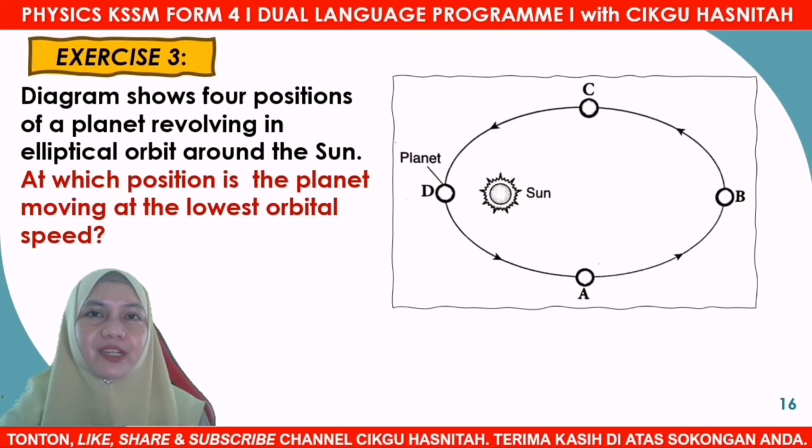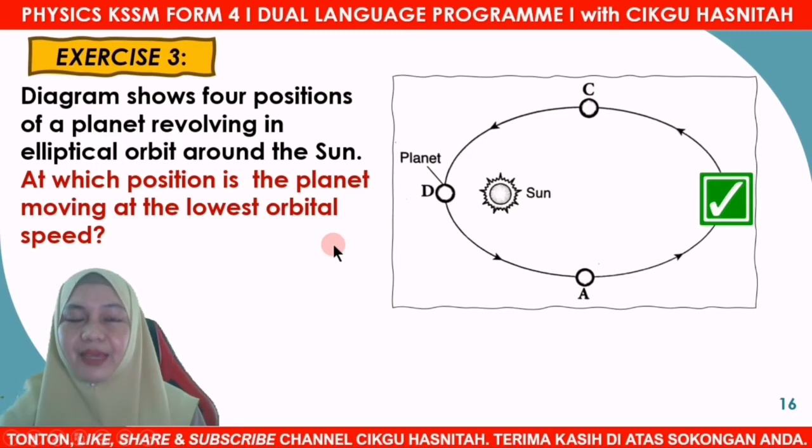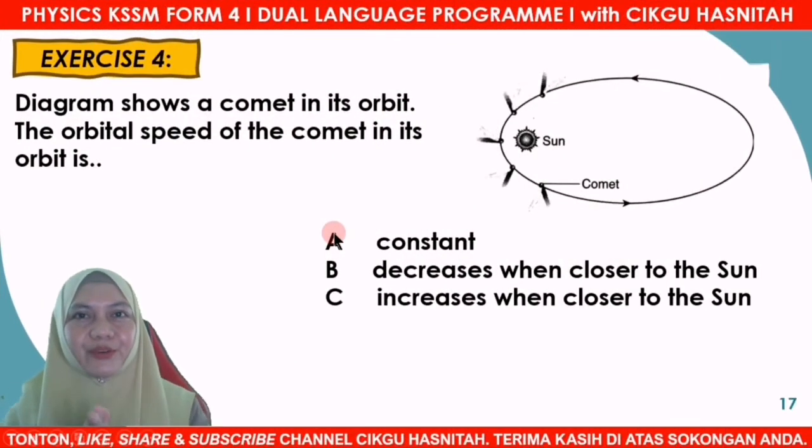So lowest orbital speed means the planet must be at the furthest location from the sun. So which one? You can see the furthest position. It will definitely be very well. Okay. And now question 4.